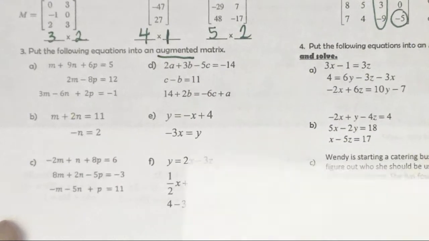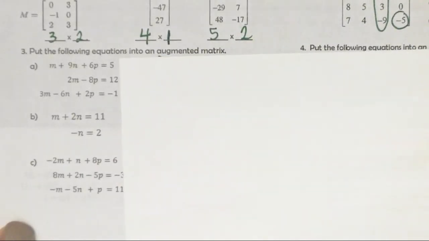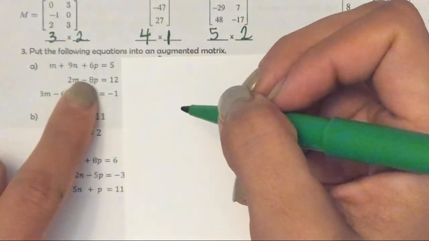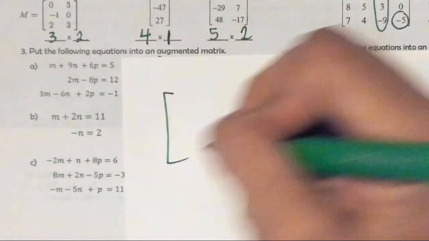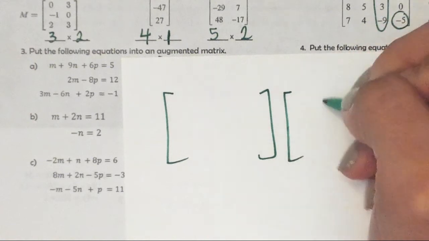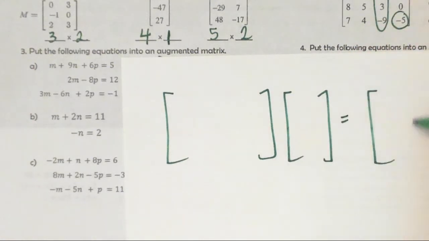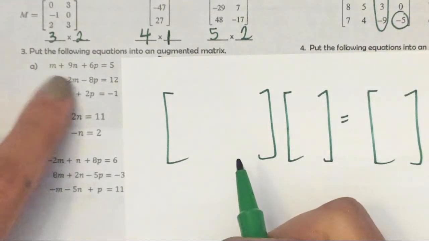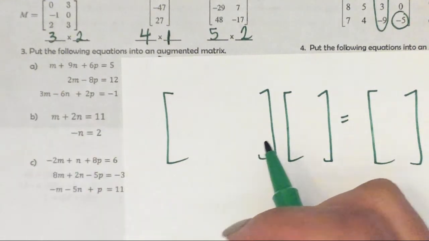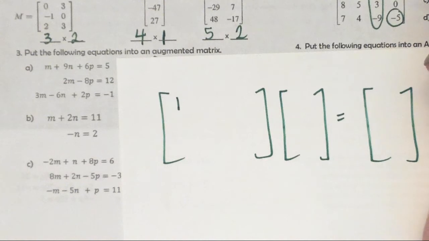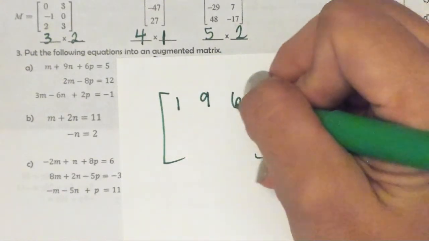Number 3. So A says I have M, N, and P. So I'm going to line them up and set up my matrix just like this. So I have M, N, and P. What I'm going to do is take the leading coefficient. The leading coefficient of M is 1, the leading coefficient of N is 9, and the leading coefficient of P is 6.